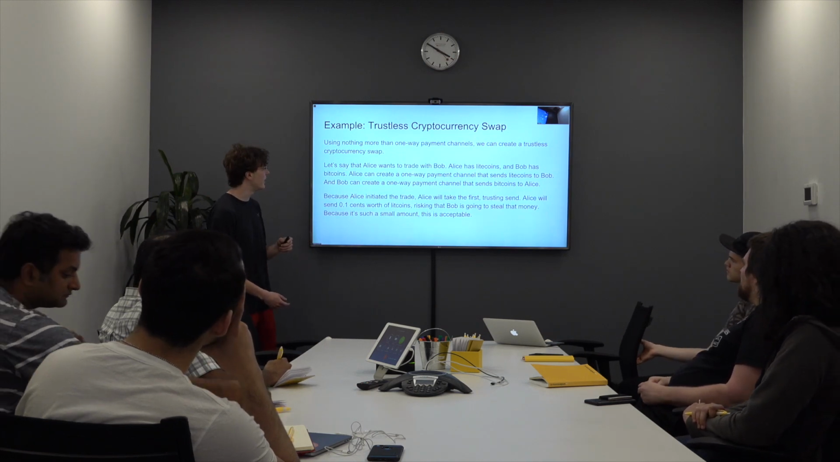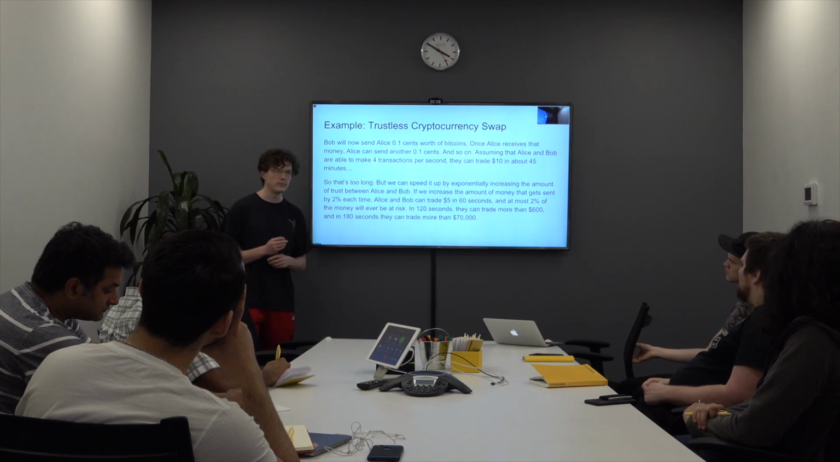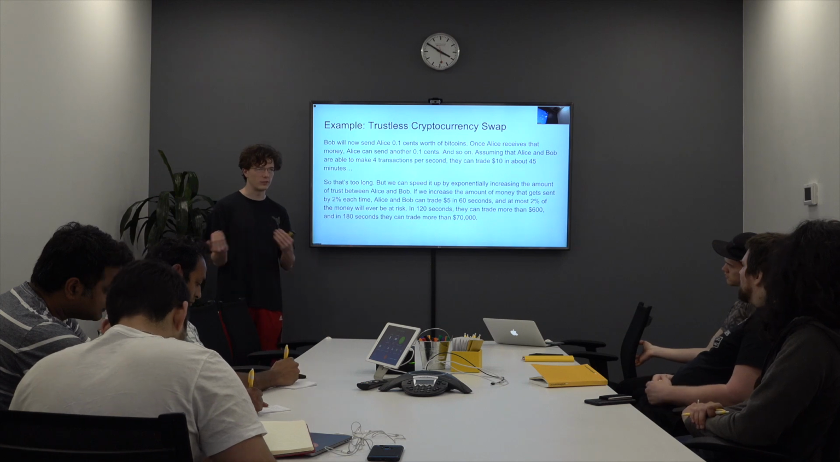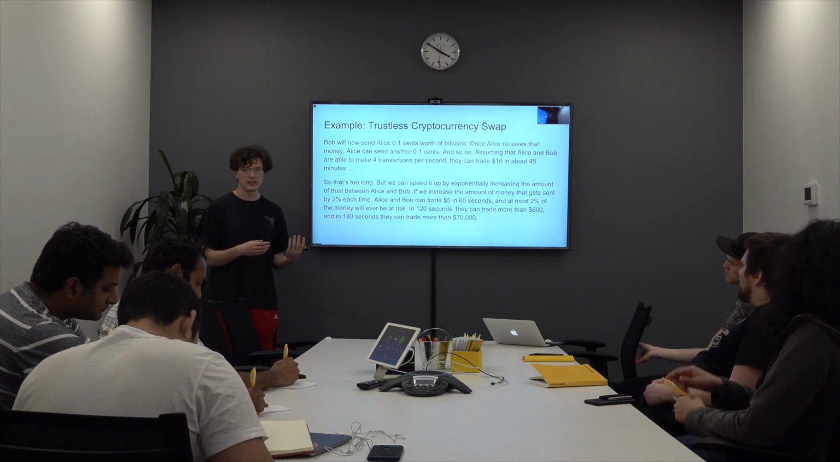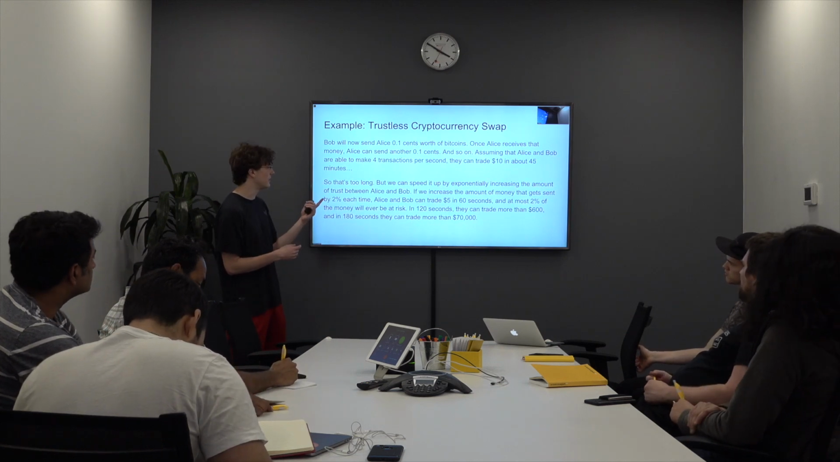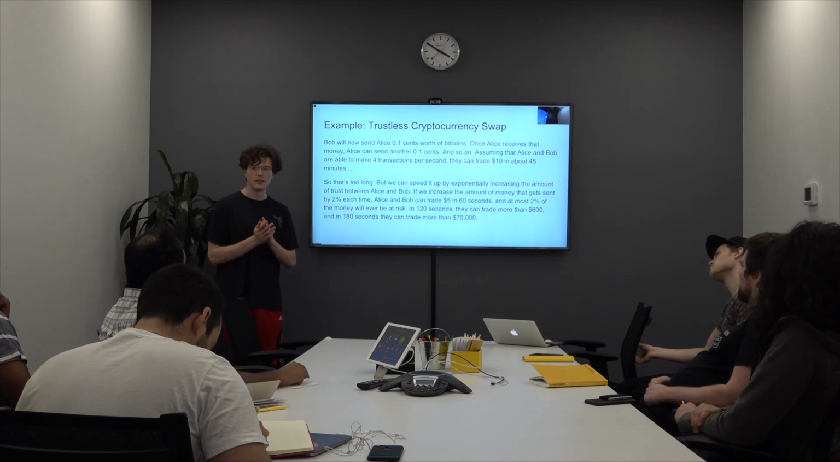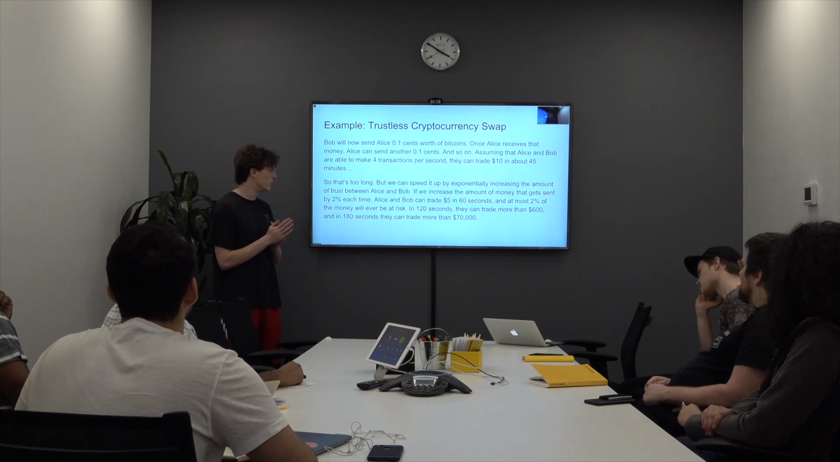So if we assume that computers are fast, right? And if Alice and Bob are across the world, they could probably do 4 trades per second. So if we're doing 0.1 cents at a time, we can do $10 in about 45 minutes, which isn't going to break any records, but it's cool.